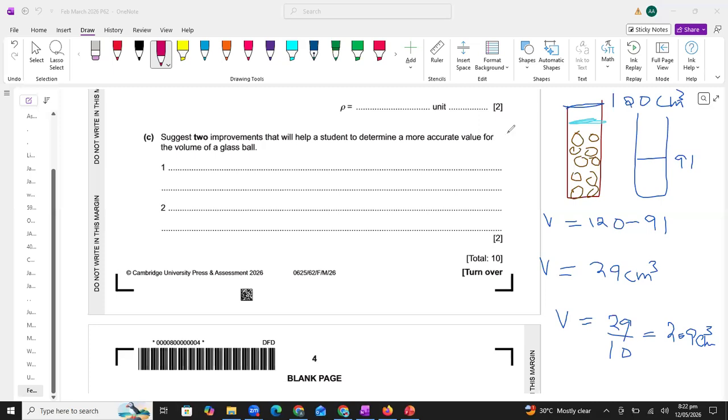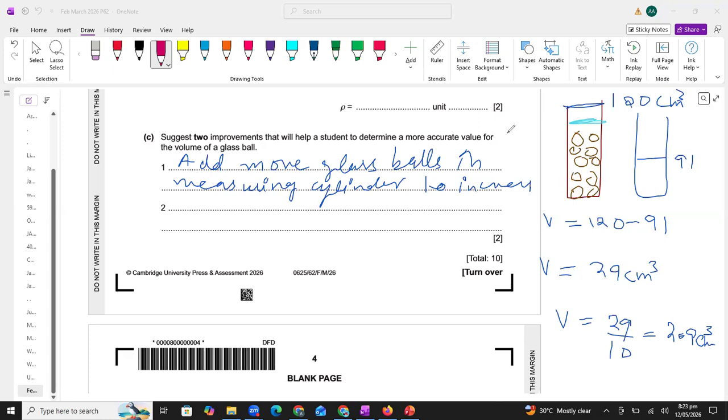So how should I write the answer? Add more glass balls in the measuring cylinder to increase the accuracy of the reading. By putting more glass balls in the measuring cylinder, we will get a more accurate reading. Not reading, accuracy of the volume of one glass ball.